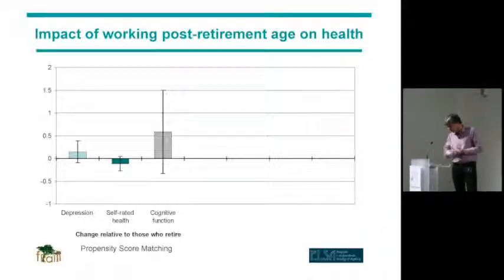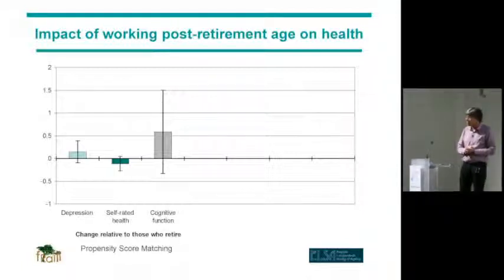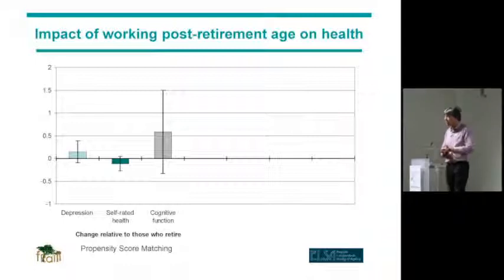And I've given you three indicators here. I've moved a little bit off script here with three indicators rather than just a depression indicator, partly because we're interested in whether work improves cognitive function. Compared with those who stop working, people who stay in work have on average no difference in terms of their well-being, in terms of their health, and in terms of their cognition.